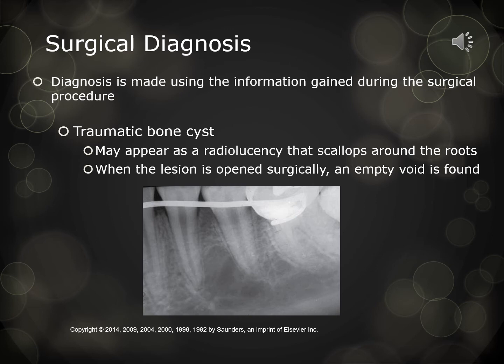A surgical diagnosis may be needed for something such as a traumatic bone cyst. Now, you remember that we talked about a traumatic bone cyst may appear as a radiolucency that scallops around the roots and also interproximally. When the lesion is opened surgically, there's an empty void in it. Now, a traumatic bone cyst is not dangerous. However, if it is painful to the patient, the dentist probably would want to surgically look in to see if it is something that might be more traumatic.